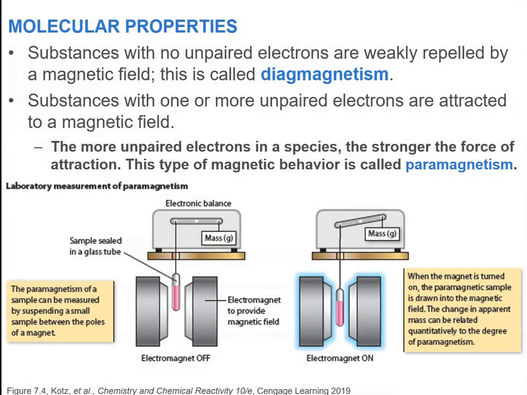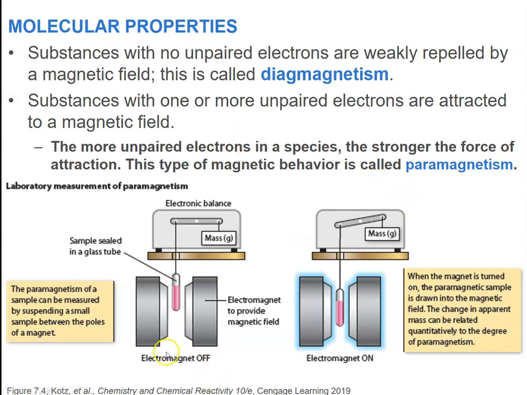Okay, so the next thing we want to talk about is diamagnetism and paramagnetism, because I went back to chapter 7, since we've talked about this before. We said that substances with no unpaired electrons are weakly repelled by a magnetic field, and we call this diamagnetism. But if you have one or more unpaired electrons, then you're attracted to a magnetic field. And the more unpaired electrons you have, the stronger the force of the attraction. This is called paramagnetism.